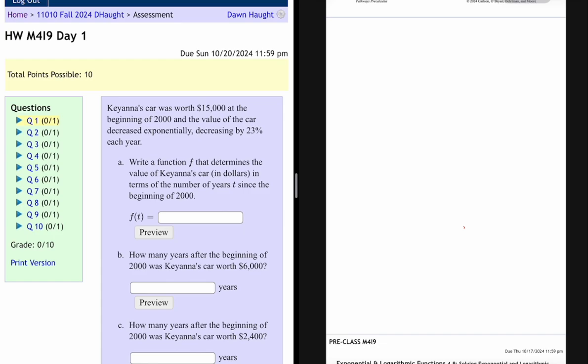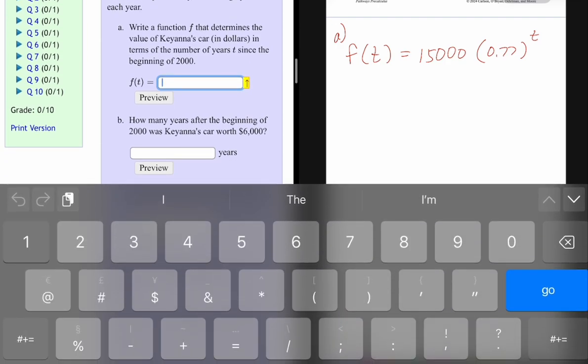That would be our starting amount. At the beginning of 2000, it decreased exponentially 23% a year. So what's our function? Well, you always write that starting value. Now we're going down by 23%. 1 minus 0.23, or 100% minus 23%, is 77%. So this would be 0.77 to the t. It did say yearly, so we don't have to adjust the t at all. Okay, so that's what I'm going to type over here.